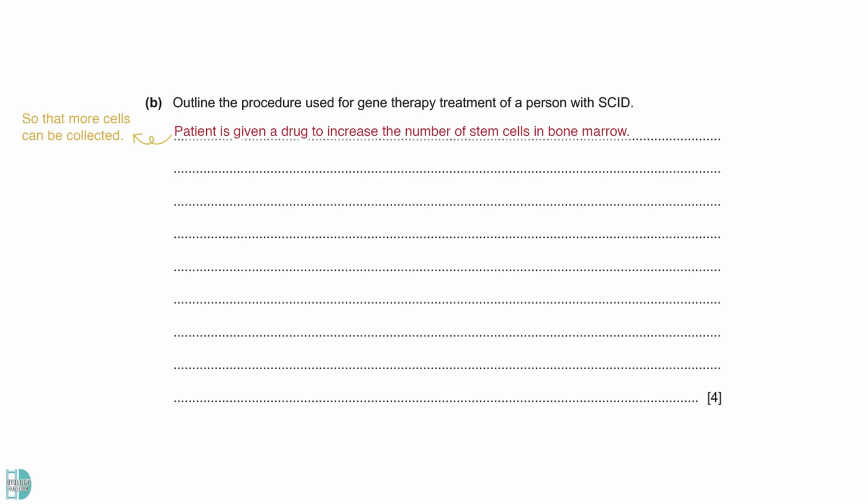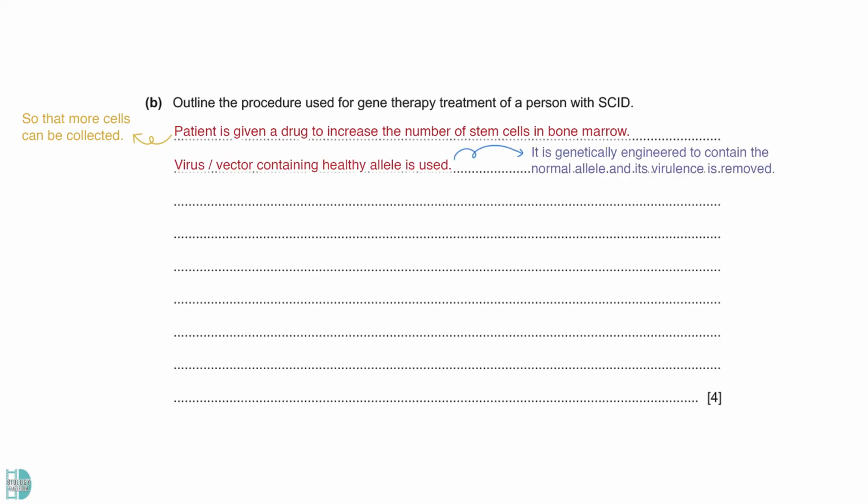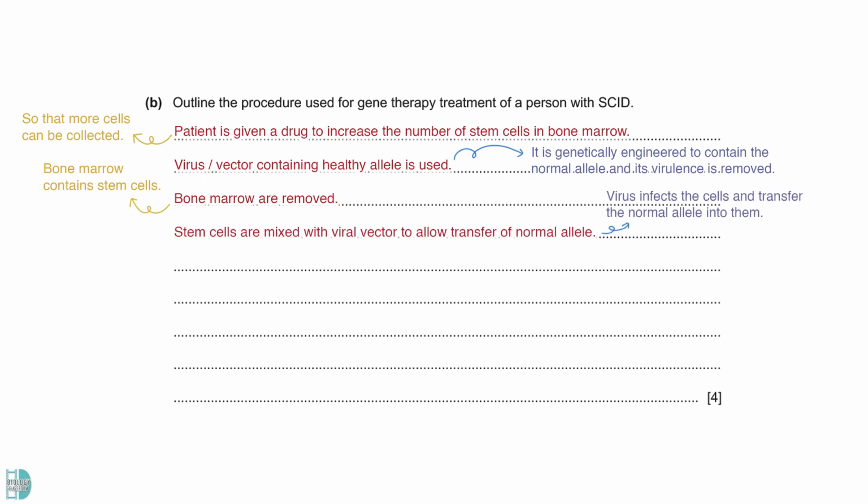First, the patient is given a drug to increase the number of stem cells in the bone marrow. This will increase the number of cells being collected. A viral vector is genetically engineered to contain the normal and healthy allele. Then, bone marrow is removed from the patient. It contains stem cells. The stem cells will be mixed with the viral vector. When the virus infects the cells, they transfer the normal allele into them.